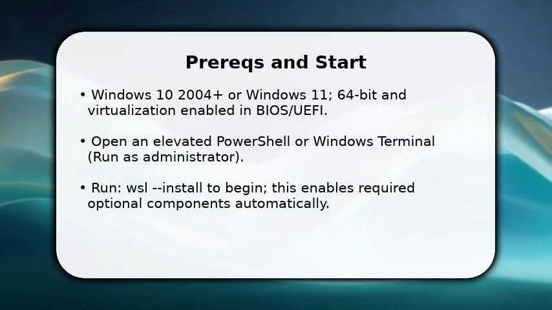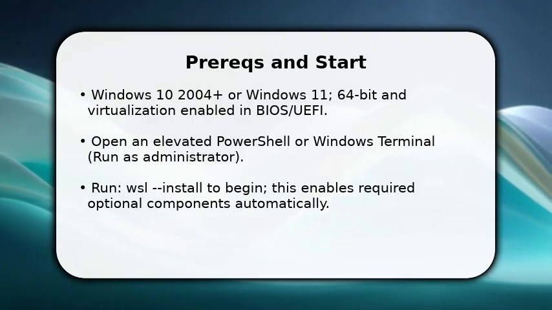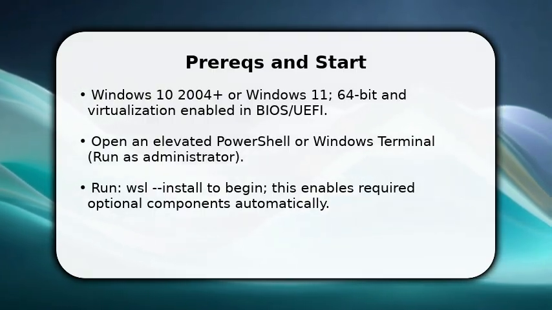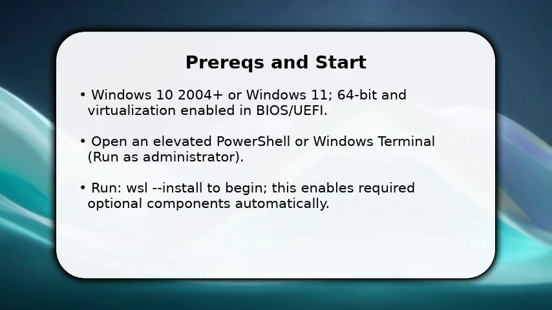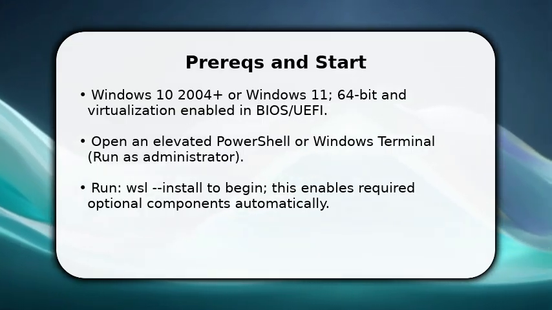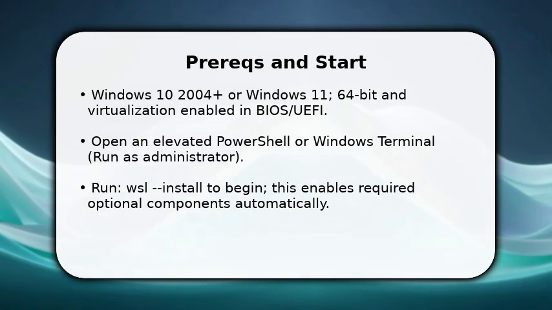Type wsl --install and press enter. This single command kicks off the process, enabling the Virtual Machine Platform and installing the default Linux distro. You'll see progress messages. Watch for prompts to restart. If the command fails, keep the terminal open so you can capture errors for the next steps.